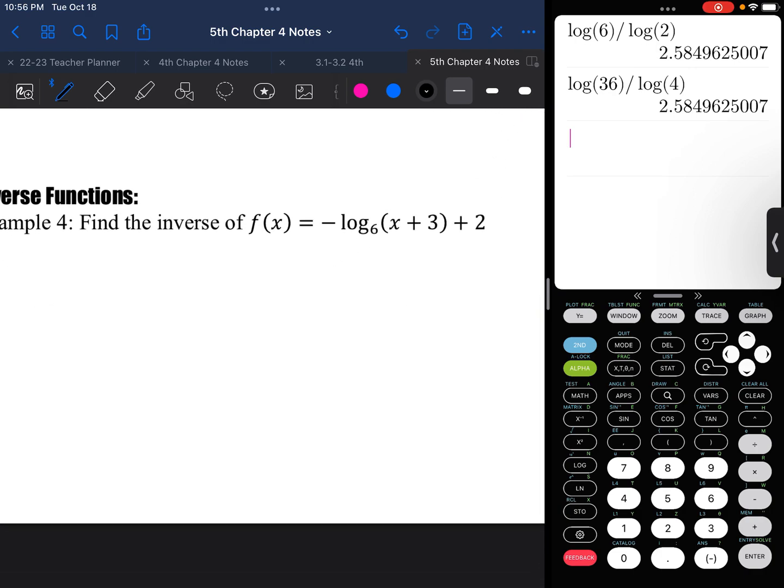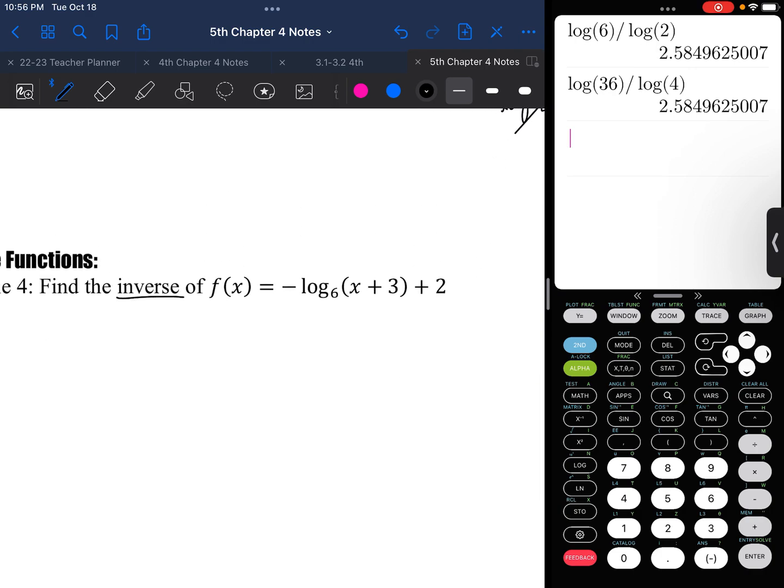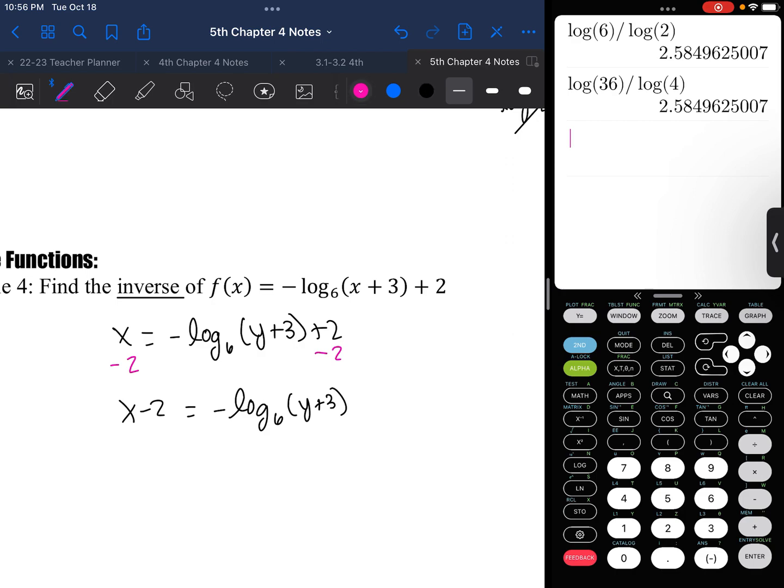And one last thing we need to do, we just need to learn about finding inverses. So remember, an inverse is where we switch x and y. So we get x equals negative log base 6 of y plus 3 plus 2. And then we have to solve for y. The first thing I'm going to do is minus my 2. So we get x minus 2 equals negative log base 6 of y plus 3. Then I'm going to divide out my negative and distribute that right now. So negative x plus 2 equals log base 6 of y plus 3.